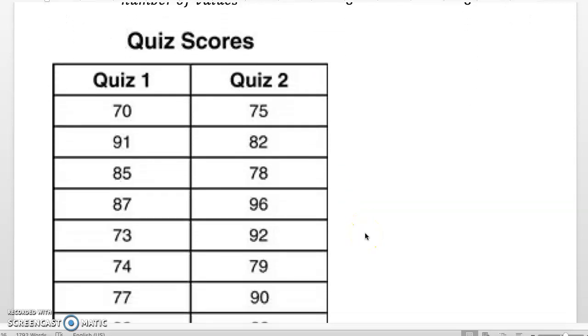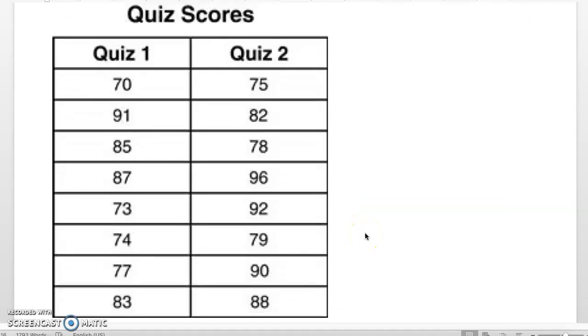So if we take these quiz scores, for example, these are quiz scores from the 7th grade quiz 1 and quiz 2 in 1 unit. So you can look at the scores. For quiz 1, we had 70, 91, 85, 87, 73, 74, 77, 83. How might we find the mean or the average score for each student?